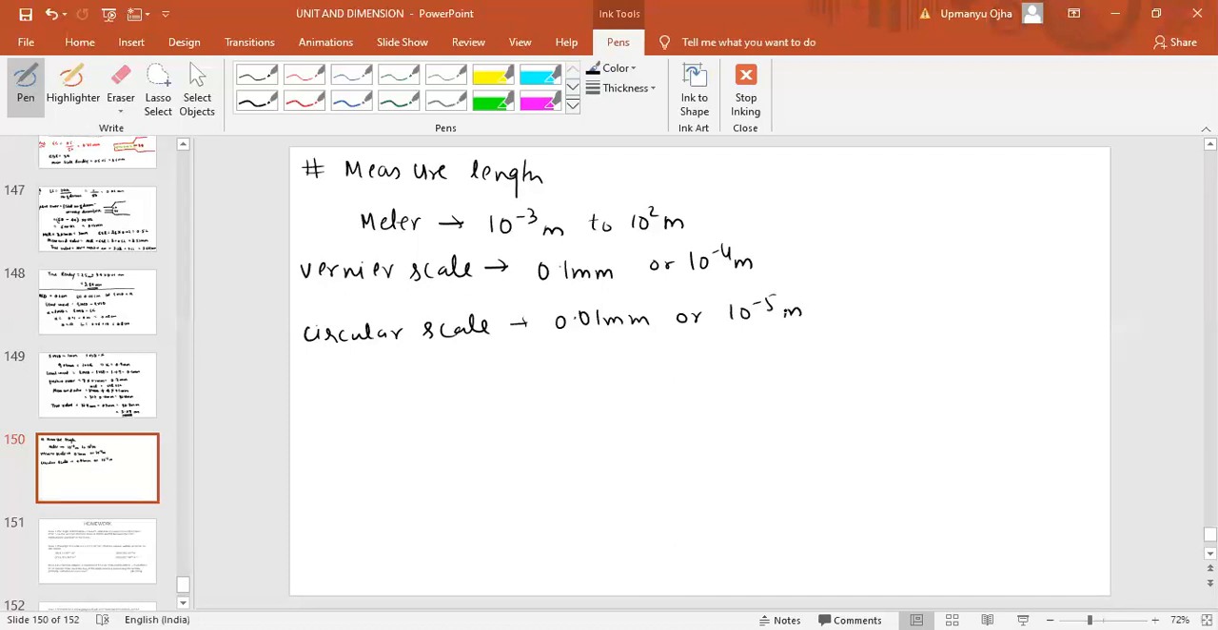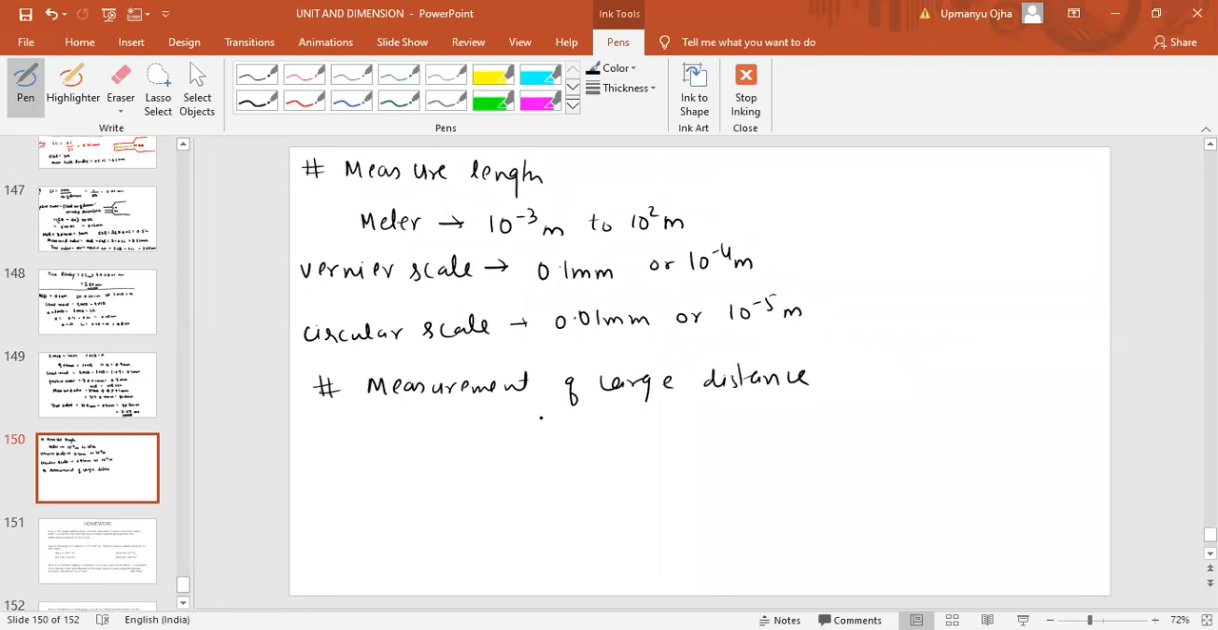Okay, so these are some measurements of length. Like meter scale can measure from 10 to power minus 3 to 10 to power 2 meters. Then we have a vernier scale, then we have circular scale. Now if I have to measure very large distances, okay, measurement of large distance.